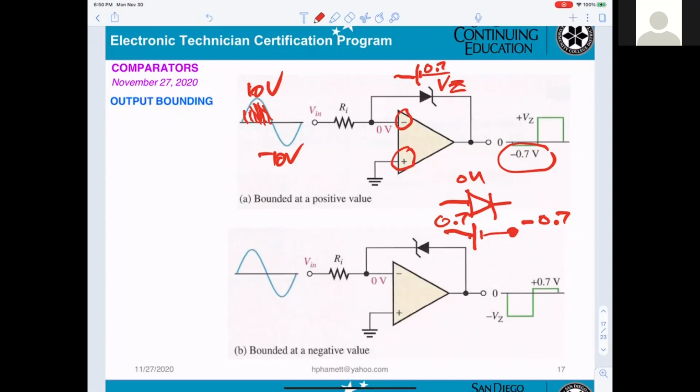Because the positive input is grounded? Exactly. You already know VD. VD means the difference between positive and negative, right? VD equals 0 all the time. So that's why positive grounded, that negative, you will get 0 volt.